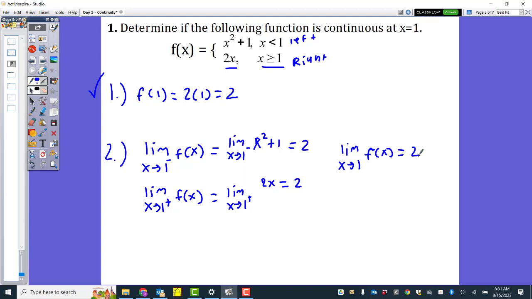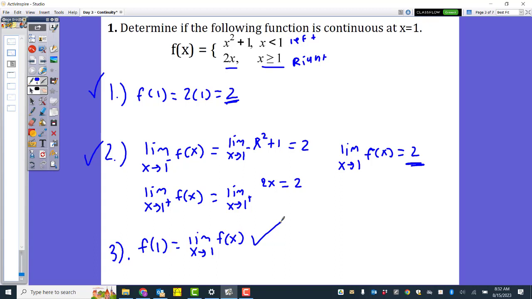So function exists, the limit exists. Our third step is to check, does the function equal the limit? So does f of 1 equal the limit as x approaches 1 of f of x? Well, f of 1 was equal to 2. The limit was equal to 2. Those are equal. This is what we call the three-step test for continuity.